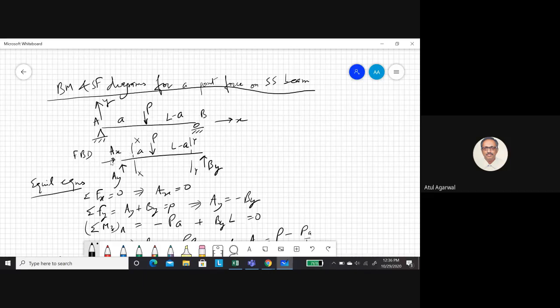Again, you find reactions. So there it's a hinge support, so the reaction will be in X and Y direction. It's a roller support, so you have only a reaction in the Y direction. Sum the forces in the X direction. You get Ax is equal to 0. No other force in the X direction. Sum the forces in the Y direction. Ay plus By minus P is equal to 0. You get this.